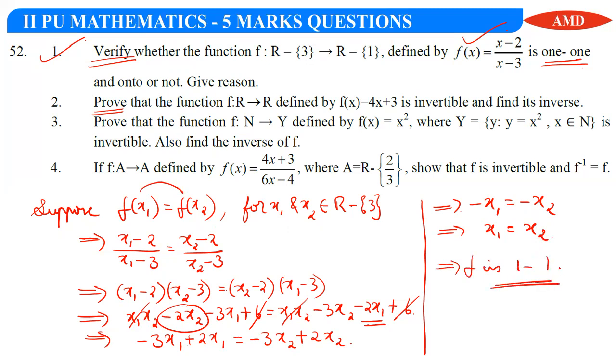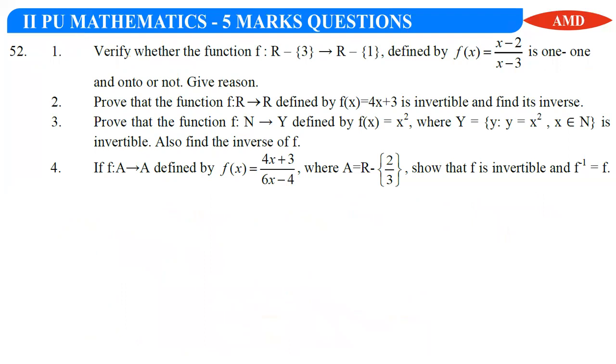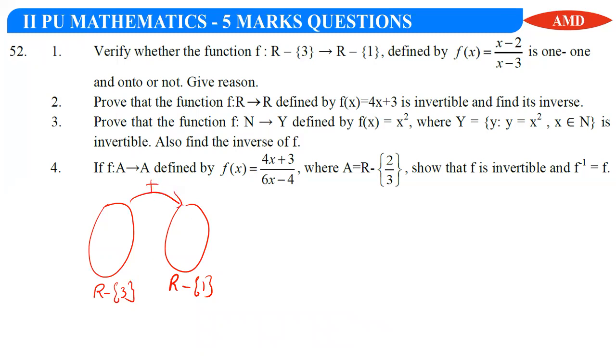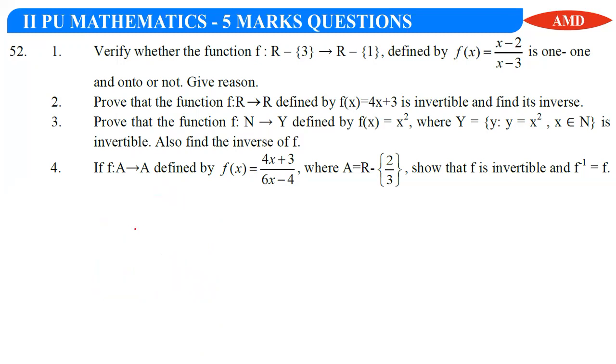Let's now move on to the other part, that is how to prove that the function is onto. The meaning of onto is every element in the codomain must have a pre-image. So let us say the first set here is the domain, the other set is the codomain. Every element in the codomain, that is, let us say an element y, must have a pre-image x. All we are going to do is this itself. For every y in the codomain, we are going to find out one x in the domain.